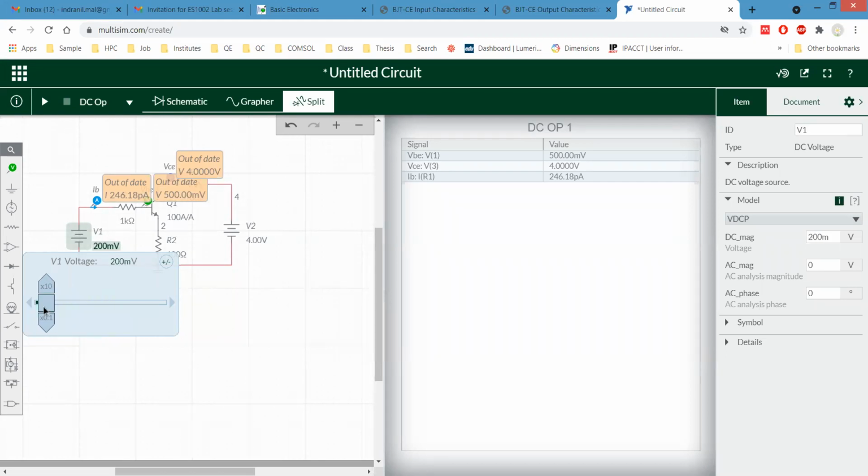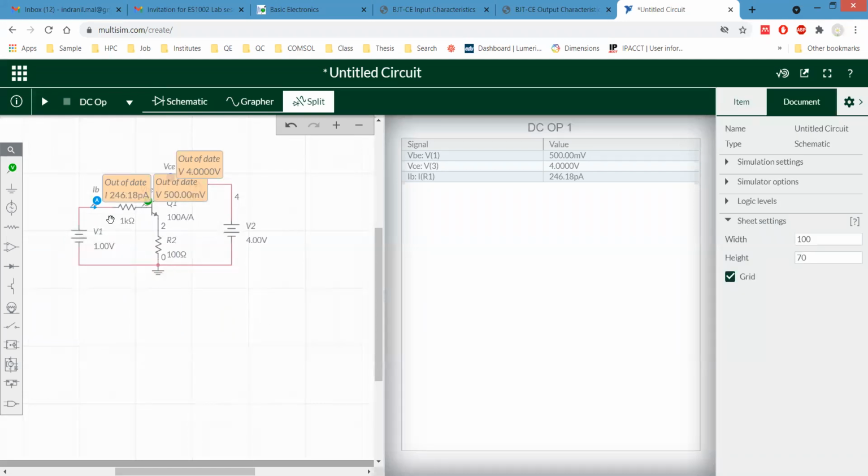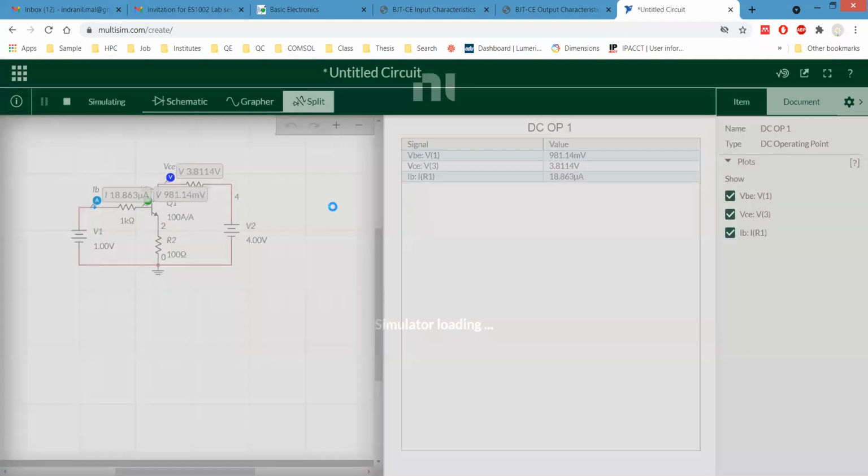I'm changing the value to, let's say, 1 volt. Actually, we have used a big resistor. That is why the VB junction voltage is less with respect to the applied voltage. In the VLAB they were directly connected, but here we have connected through a resistor. That is why we are having some drop. Okay, I think now you will have it.